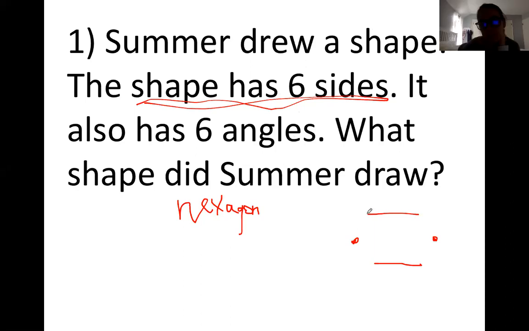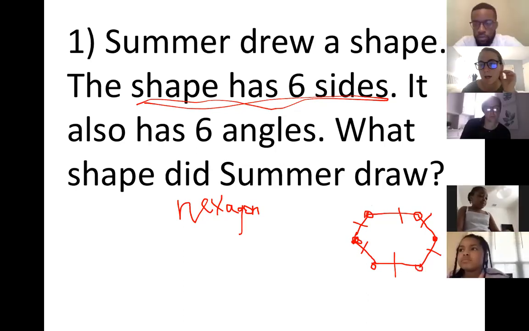All right, and then I'm going to connect the lines to the dots that I drew. So it should look something like this. Now I can double check and count my sides. 1, 2, 3, 4, 5, and 6. And I would circle my angles. The angles are where the lines meet. 1, 2, 3, 4, 5, and 6. So this shape has 6 sides and 6 angles.